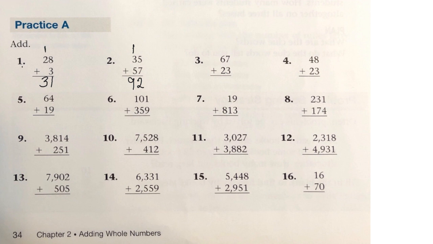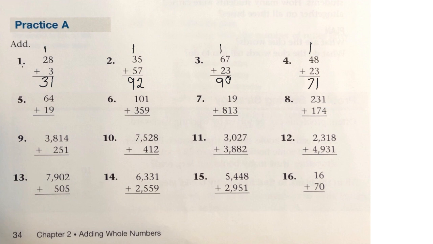Number 3, 67 plus 23. In the ones place is 7 plus 3, which is 10. The 0 in 10 goes in the ones place. The 1 from 10 goes in the tens place. And then 1 plus 6 is 7. 7 plus 2 is 9. Number 4, 48 plus 23. 8 plus 3 is 11. And then 1 plus 4 plus 2 is 7.